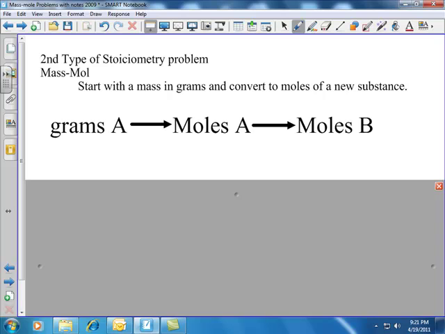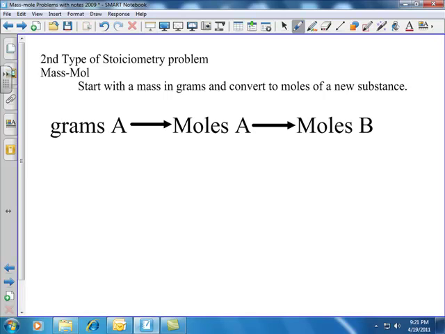So in this process, this is the thought pattern that you should be going through. I'm going to start with grams of some compound A. But what you have to remember is all the things that we talked about in the first podcast about the fact that coefficients in a balanced equation represent mole ratios and not mass ratios. So I'm going to have to take that grams of A and convert it to moles of A. And then I can use a mole ratio to get moles of B.